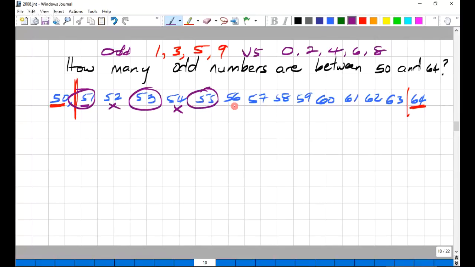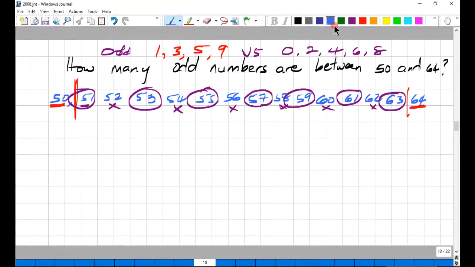56? 56 is even. Can I use that one? 57? 57 is odd. Very good. 58? Even. Can I use that one? 59? Odd. 60? Even. Can I use that one? 61? Odd. 62? Even. And 63?